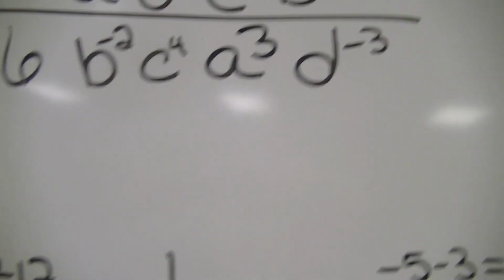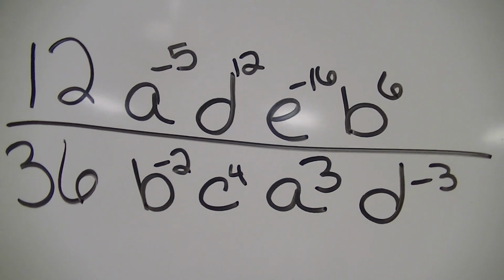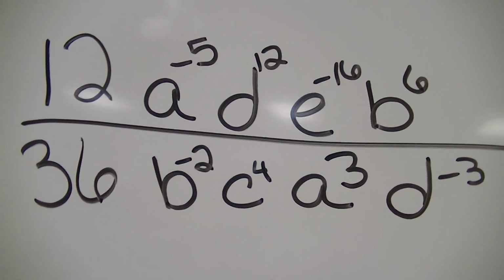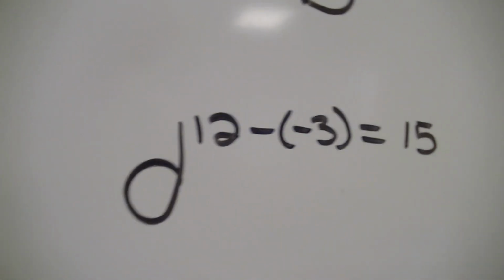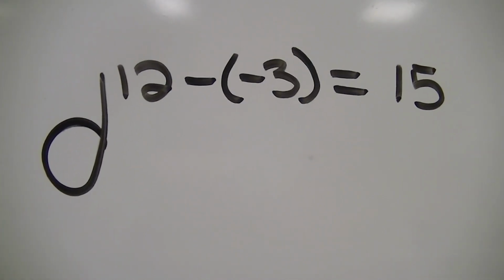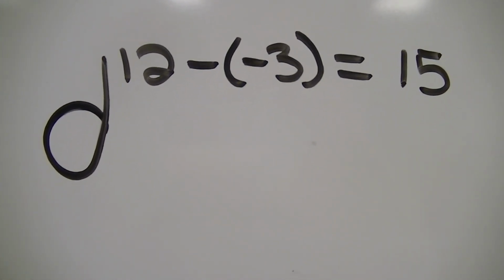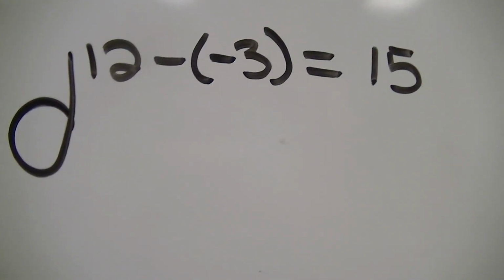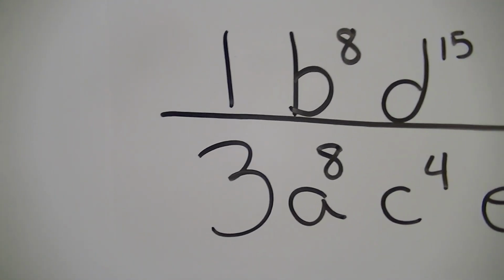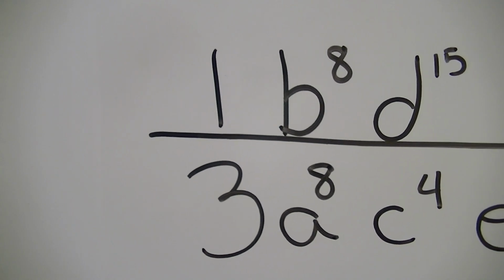All right, now let's look at D. On the top, we've got 12. On the bottom, we've got a -3. That's the same as if we said 12 minus a -3. That's the same as 12 plus 3, which gives us 15. And that's positive, so it's going on the top. That's right.